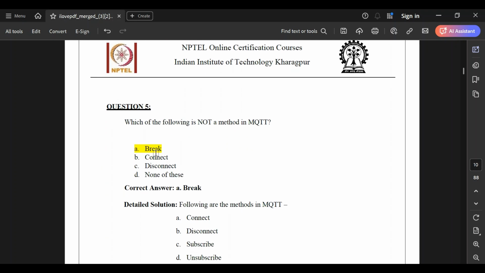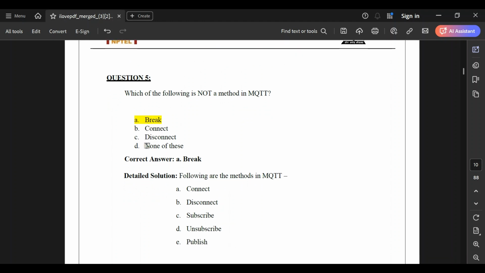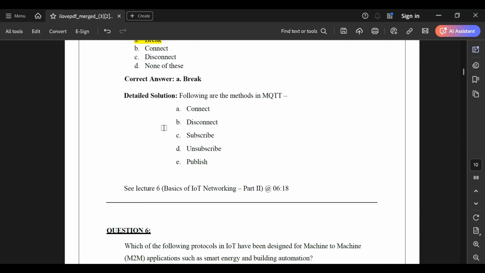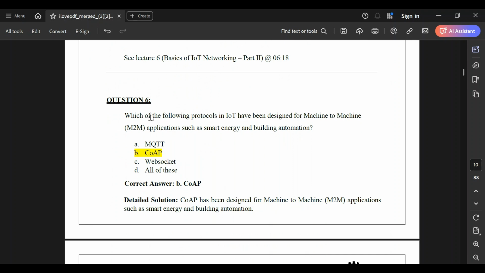And moving to the next question, which of the following is not a method in MQTT? So break is not a method in MQTT. All these are the methods. So moving to the next question, which of the following protocols in IoT have been designed for machine-to-machine applications such as smart energy and building automation?